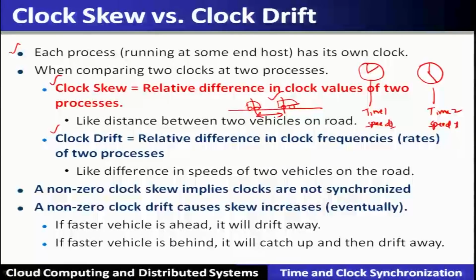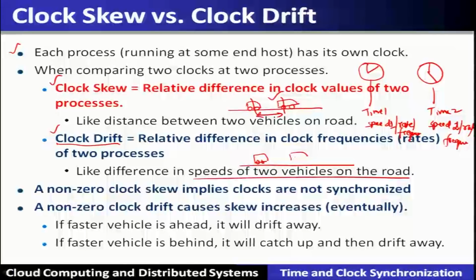Speed of clock 1, speed of clock 2. Sometimes it is also called a rate, and some people also call it a frequency by which these clocks are running. If they have the same speed or rate or frequency, then there is no clock drift. But if the frequencies or the speed are different, then it is called a clock drift. So, that relative difference in the clock frequencies or the rates of the two processes is called a clock drift.